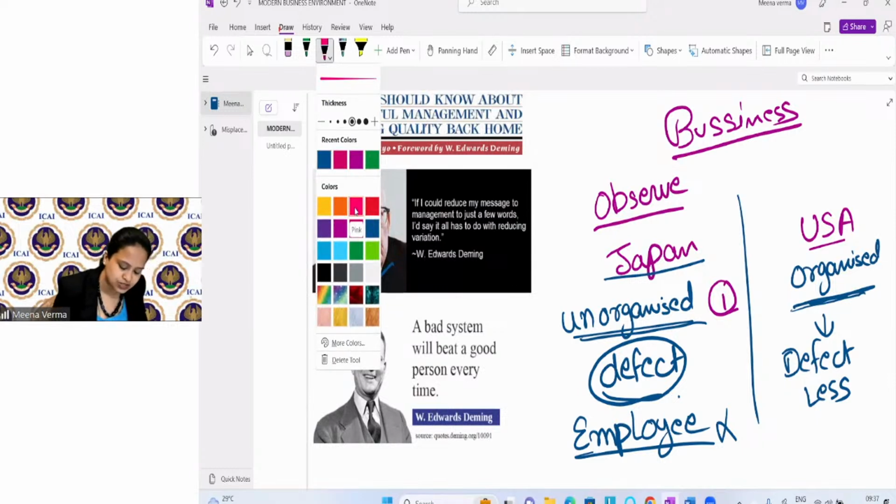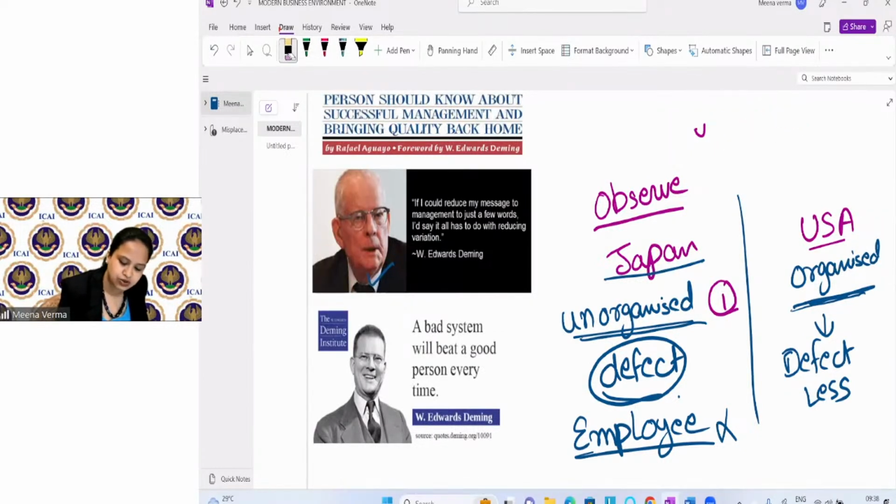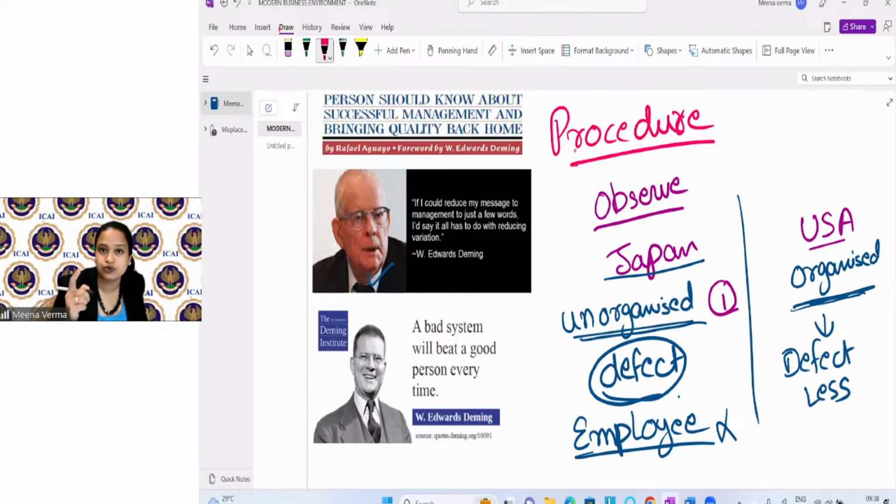One of the students wrote this word. I'm very happy with him. So he wrote this word, defect is possible when the procedure is not good in the organization, right? When the process is not good. When the way you are buying the raw material, when the way you are producing the goods, when the way you are distributing the goods is not good, then only it is possible to produce defective units. It is not the employee who is responsible for defects.